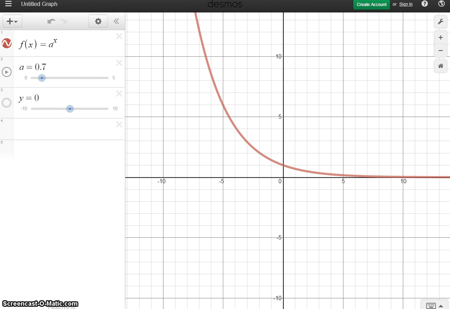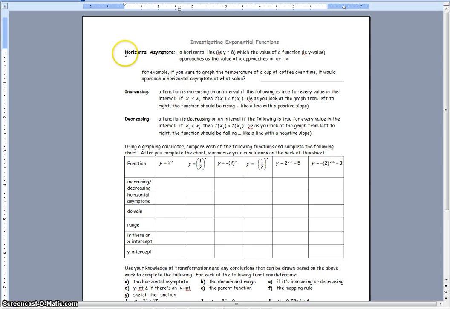Okay, the next thing worth mentioning, one of the first things it mentions on this investigation, is the idea of a horizontal asymptote. It's defined as a horizontal line which the value of a function approaches as the value of x approaches either infinity or negative infinity, i.e. as it moves out to the left or out to the right.